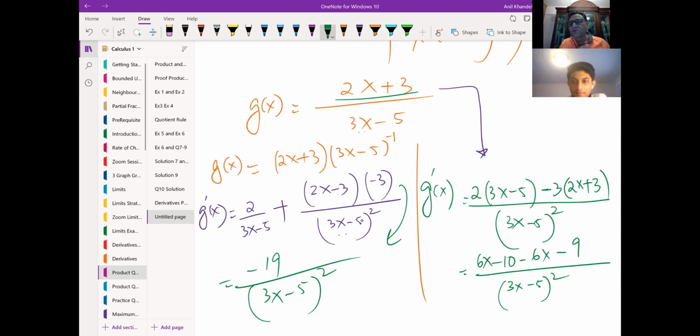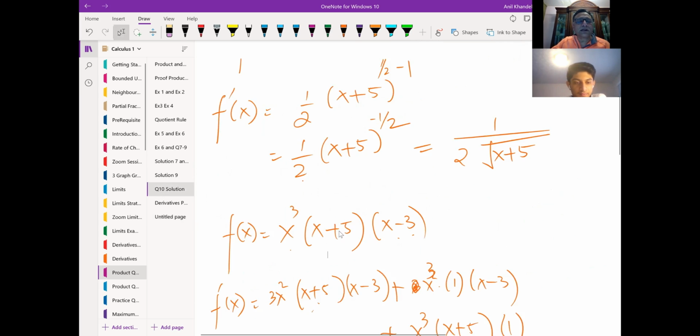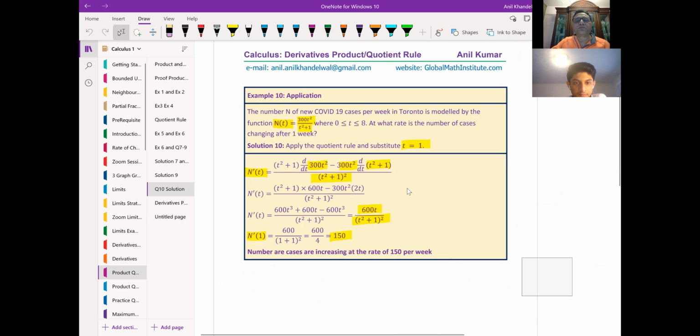So you could apply the quotient rule, or you could apply the product rule in such a case. Perfect. So that is kind of a twist to our learning. So we just did this. Okay, great job. Here is the last question for you.